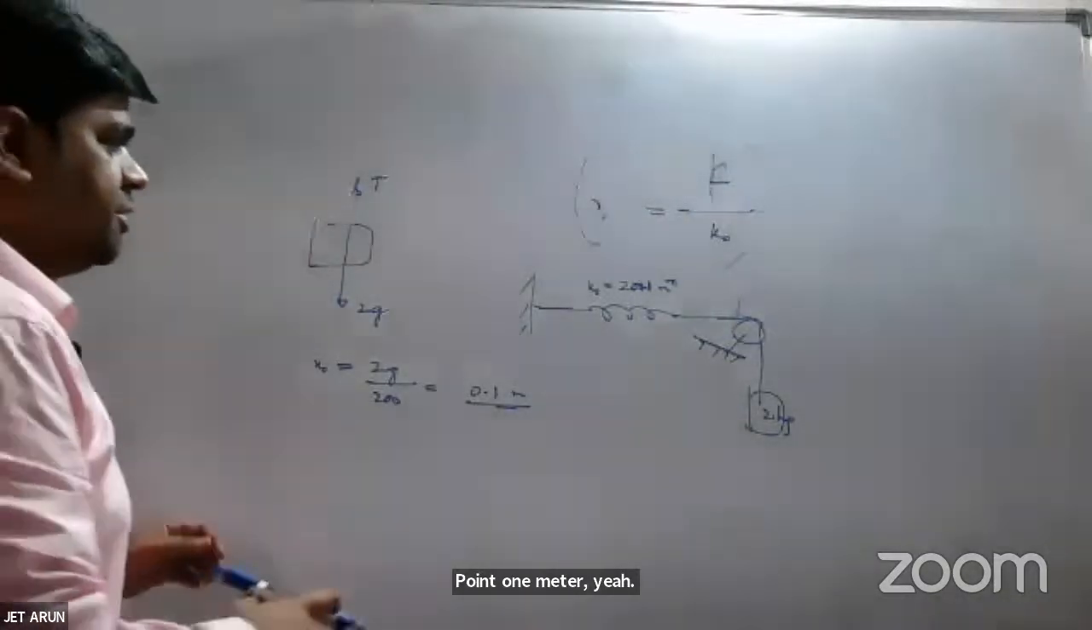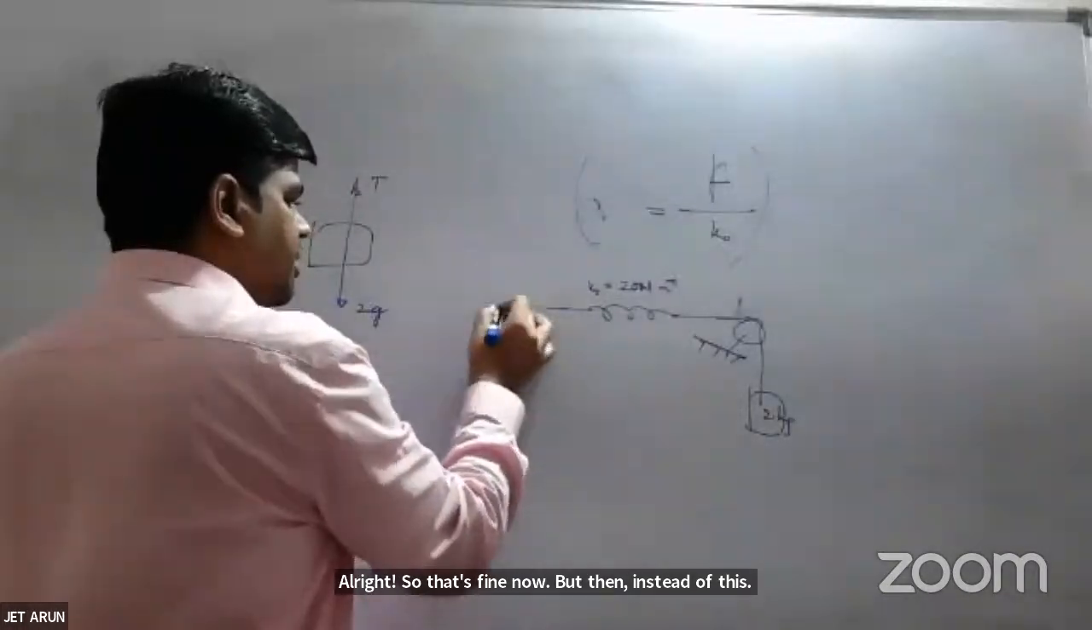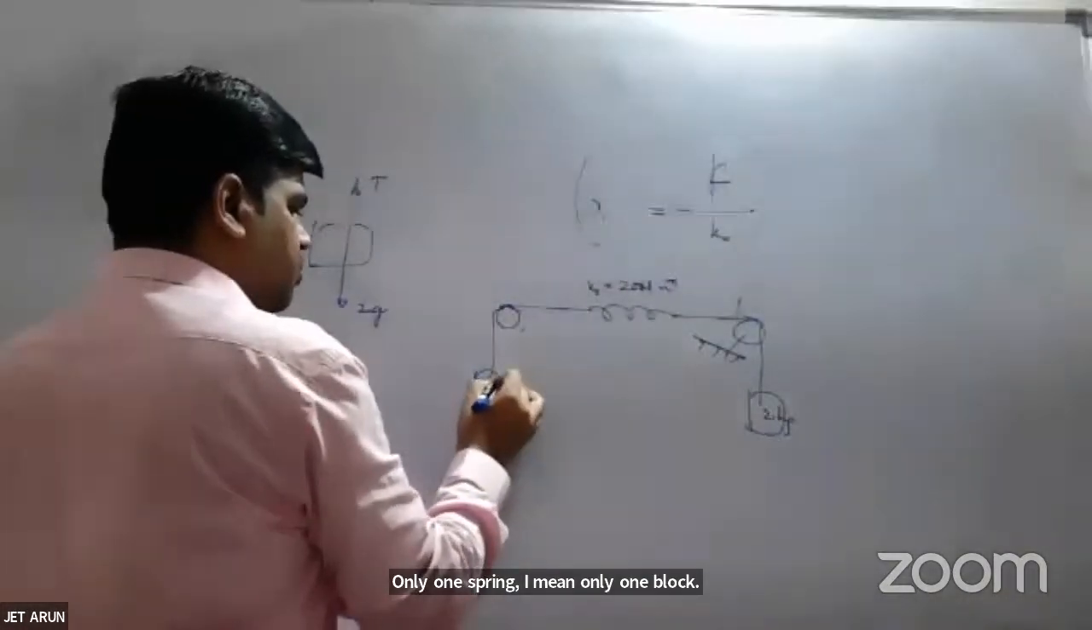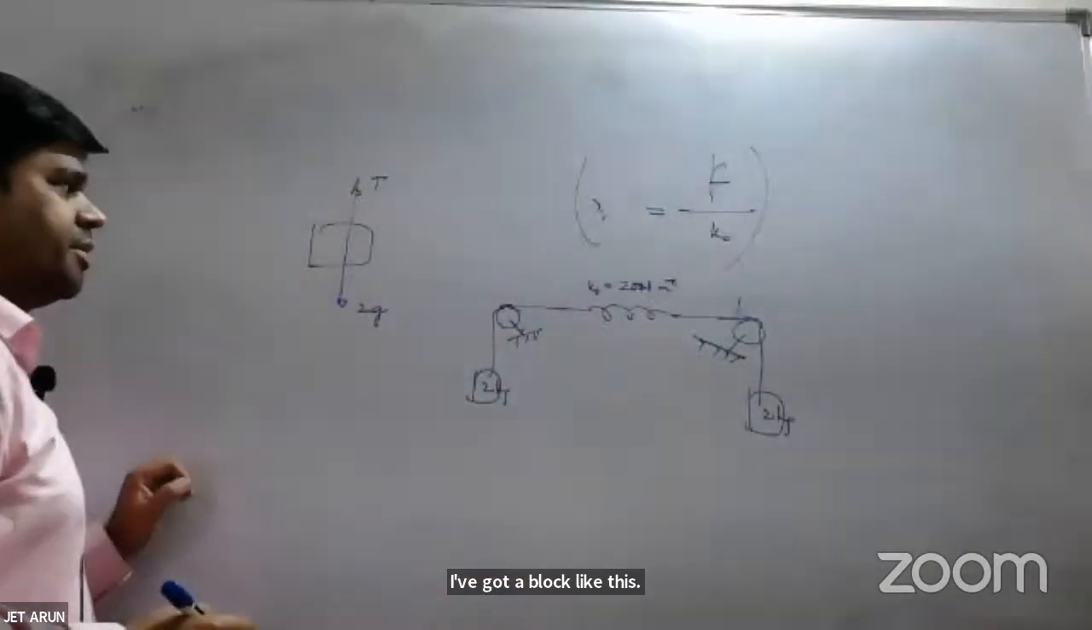Now, instead of only one block, I've got blocks like this, 2 kg and 2 kg. Now, what's the extension in the spring?